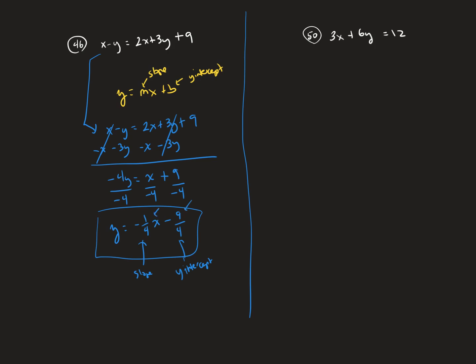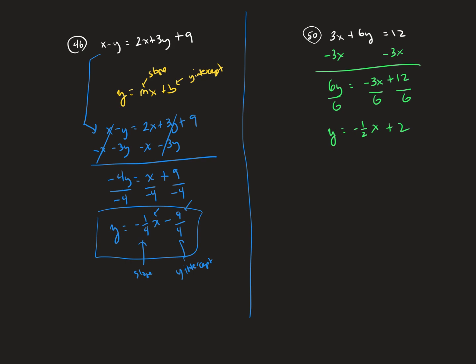All right, so number 50 gives you an equation of a line and asks you to find the slope and the y-intercept of it. Well, the easiest way to do that is to take that equation and get it into slope-intercept form. So we're going to move anything that's not a y to the other side. And then we want the y by itself, so we're going to divide everything by that number. -3/6 is -1/2, and there's an x there. And then 12 divided by 6 is 2.